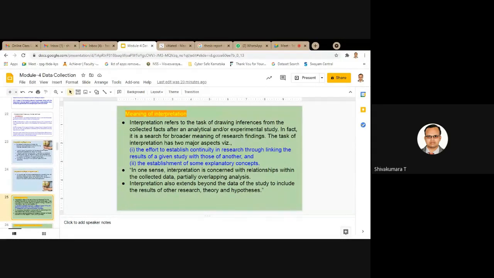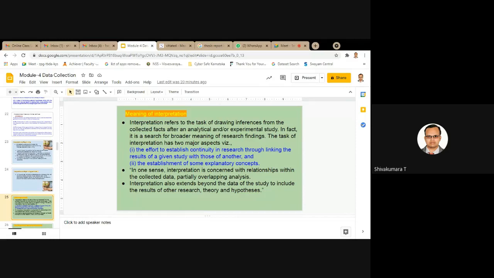Interpretation is concerned with relationships within the collected data, partially overlapping analysis. This is very interesting. Interpretation is concerned with relationships within the collected data. When you define the variables which you identified in the research process, and with respect to the variables you have collected some data, you are trying to build the relationship among the data set which you have used in your research process. Then sometimes you are partially overlapping analysis.